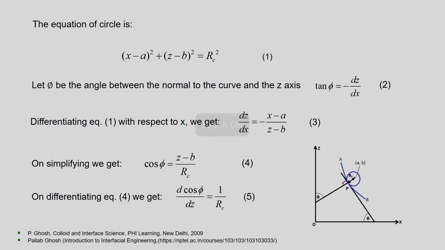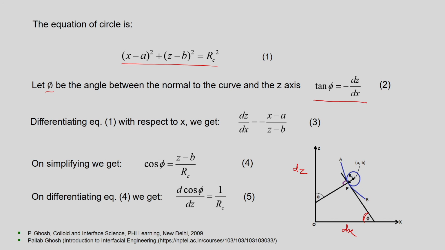Now you write out the equation of the circle, x minus a whole square plus z minus b whole square. This I think you have studied in coordinate geometry. If phi is the angle between the normal to the curve and the z axis, then obviously I can write tan phi is minus dz by dx, an elemental portion dz over an elemental portion in x. It is negative because it is in this direction. So if you write 90 minus phi, it becomes tan of minus dz by dx.